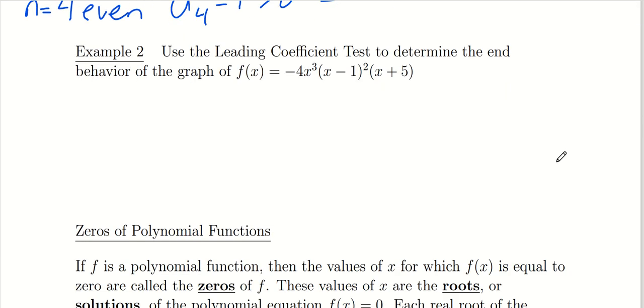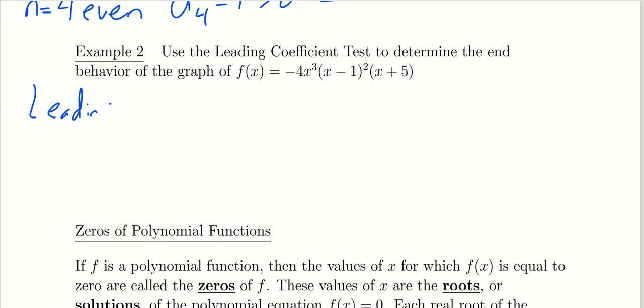Let's take a look at example 2. We again want to use the leading coefficient test to determine the end behavior of the graph of f of x. What makes this one a little bit interesting is the fact that we actually don't have it written in standard form. It's actually provided to us in factored form. But we know at the end of the day, if we're only concerned with the end behavior, all we need is the leading coefficient.